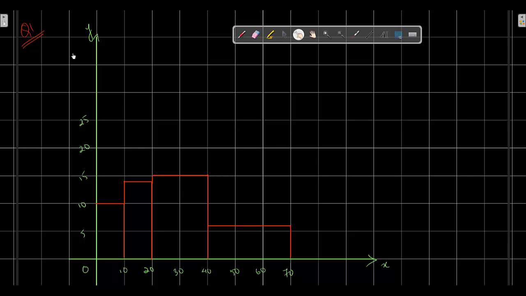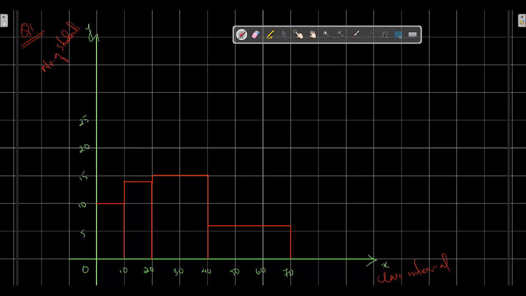Here on the x-axis you're going to write down the marks, or you can just write down here class interval, okay? Because this x-axis is for class interval and the y-axis is for number of students. We usually write it like this, but it is up to you. But you have to mention what you're taking for x-axis and what you're going to take for y-axis.